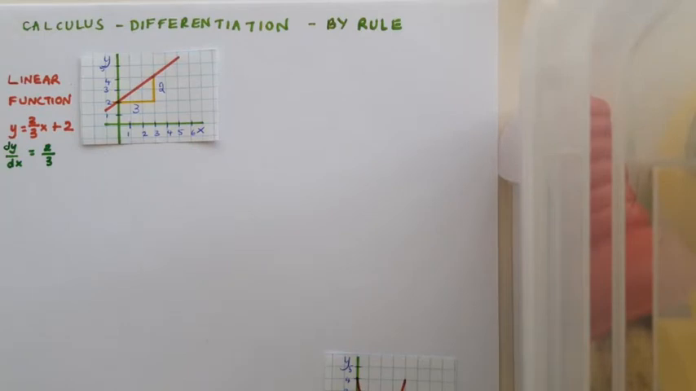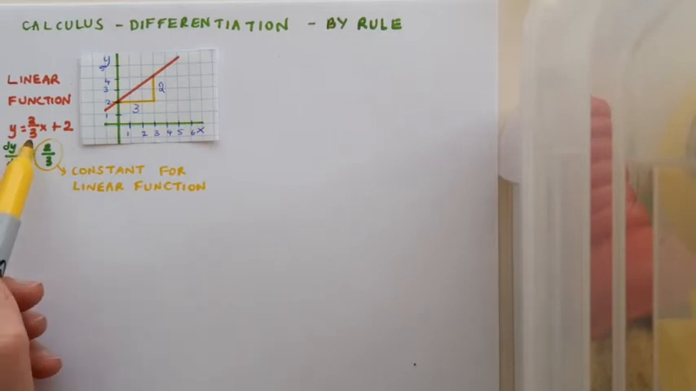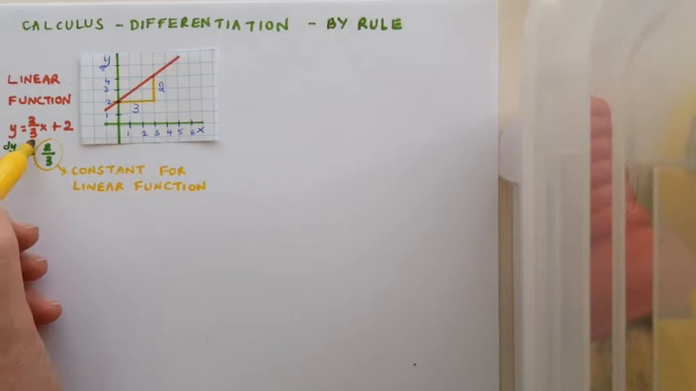In that case, dy dx is the same as the slope, which is 2 over 3. And of course, with the line, the slope always stays the same. So there's no worry about any kind of variation within that dy dx. It's never going to change. It'll just be one value, a constant. In the case of a linear function, it's easy to pick out the derivative dy dx because it's just the coefficient of the x.